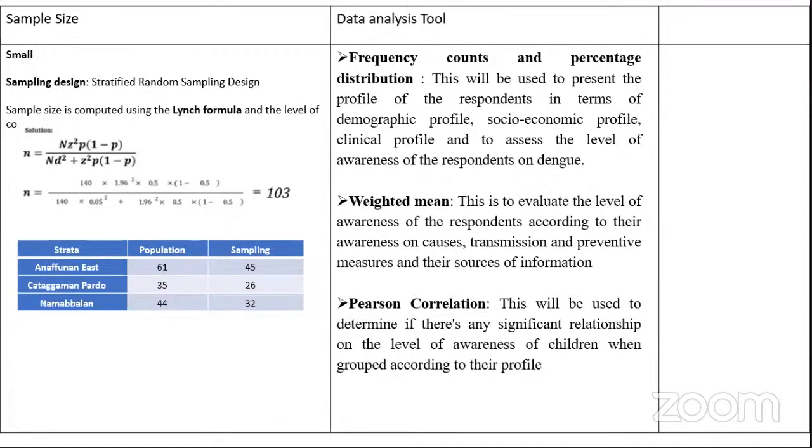Sample size, small po. Sampling design, stratified random sampling design. So sample size is computed using the Lynch formula. Data analysis tools: frequency counts and percentage distribution, weighted mean and Pearson correlation. Yun lang po.